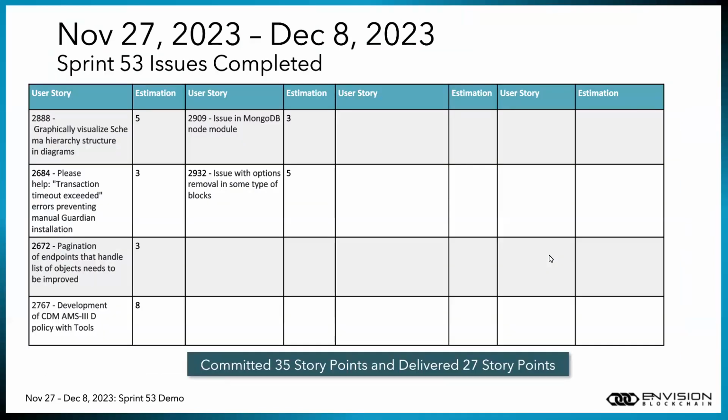Just a quick overview of what we covered in Sprint 53. In Sprint 53, we committed to 35 story points and then we delivered 27 story points, which include some of the bugs, which are 2684, 2672, 2909, and 2932. We also worked on an enhancement for our visualization of the graphical structure of schema, which is 2888.